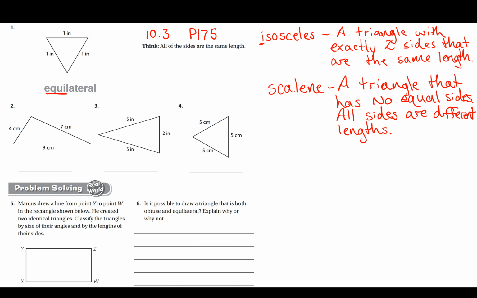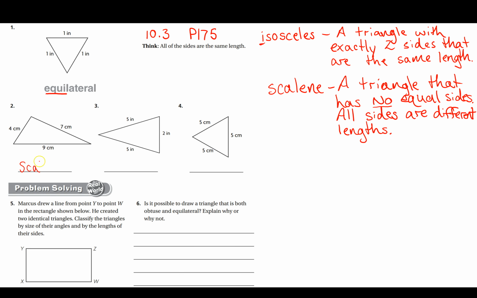And then a scalene triangle is a triangle that has no equal sides, or another way of saying that is all the sides are different lengths. So let's look at 2, 3, and 4. Number 2, we have 4 centimeters, 9 centimeters, 7 centimeters. So this is 4, that's different than 9, and is also different from 7. We have none of the same lengths here. So if it has no equal sides, it is a scalene triangle.